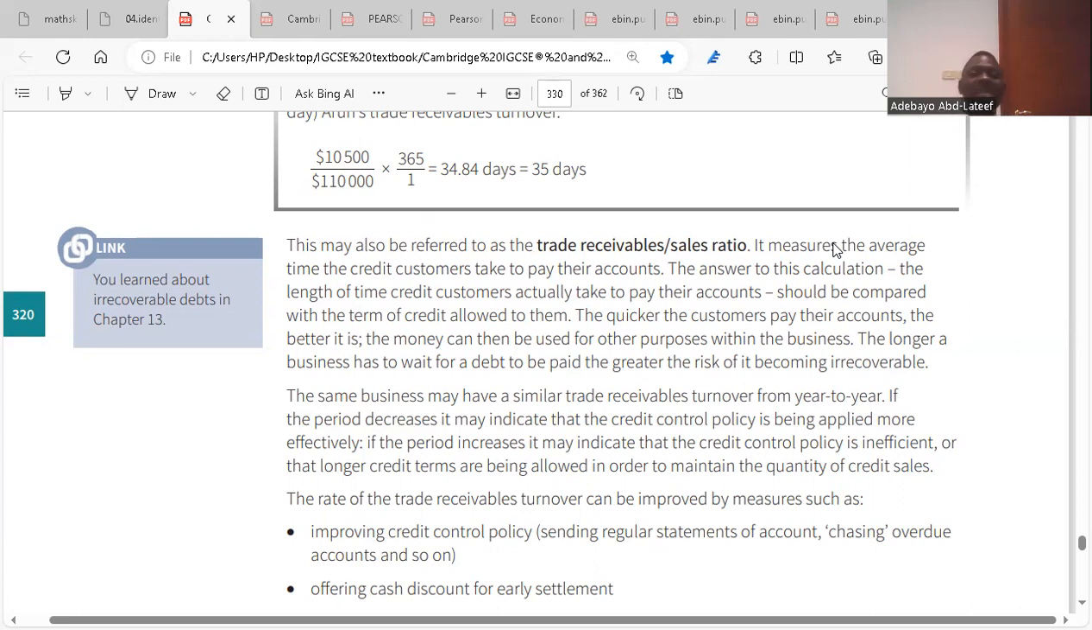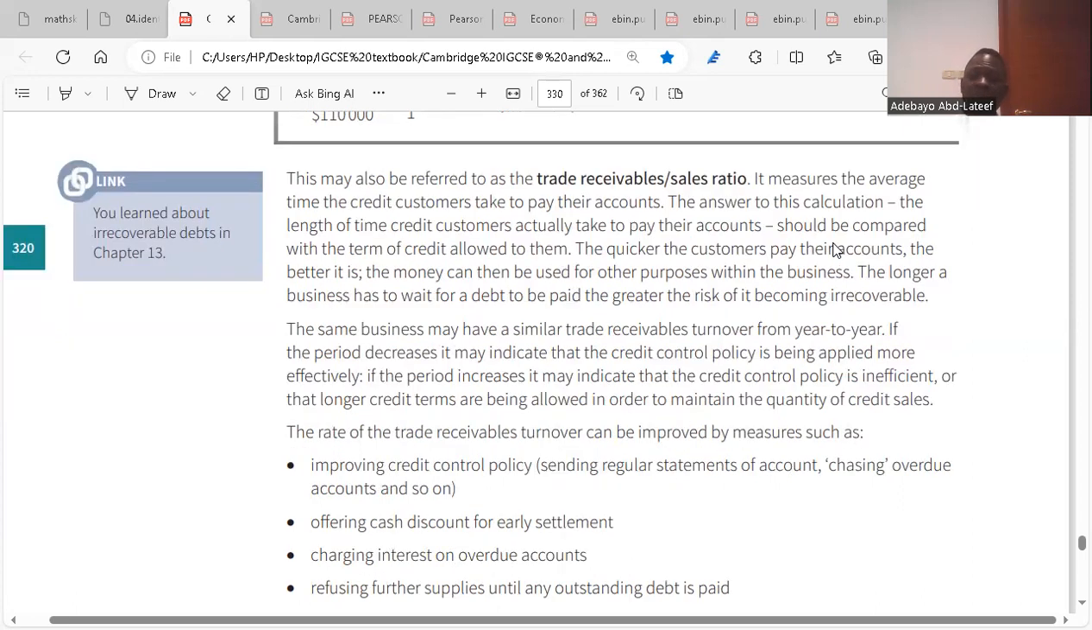So they said the same business may have a similar trade receivables turnover from year to year. If the period decreases, it may indicate that the credit control policy is being applied more effectively. If the period increases, it may indicate that the credit control policy is inefficient, or that longer credit terms are being allowed in order to maintain the quantity of credit sales. So the rate of trade receivable turnover can be improved by measures such as one.